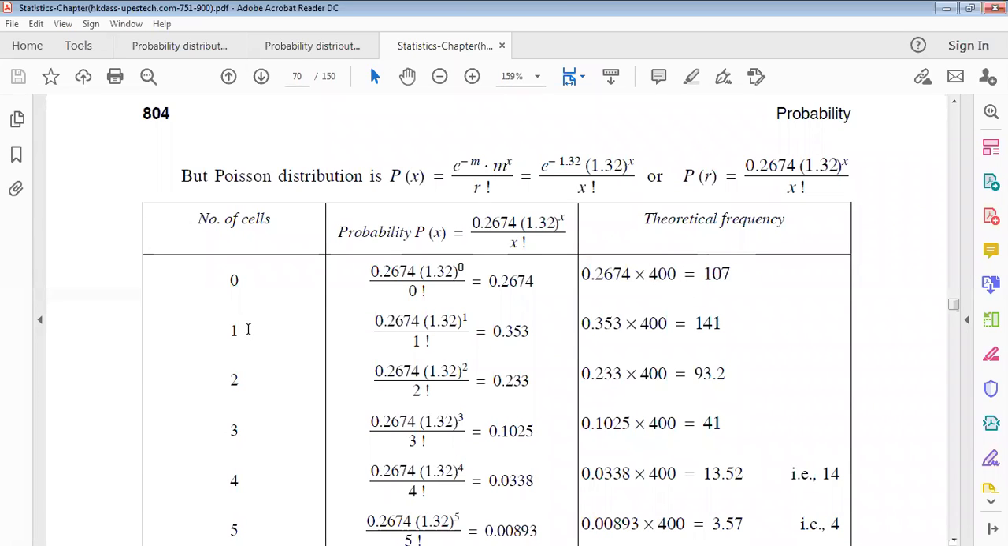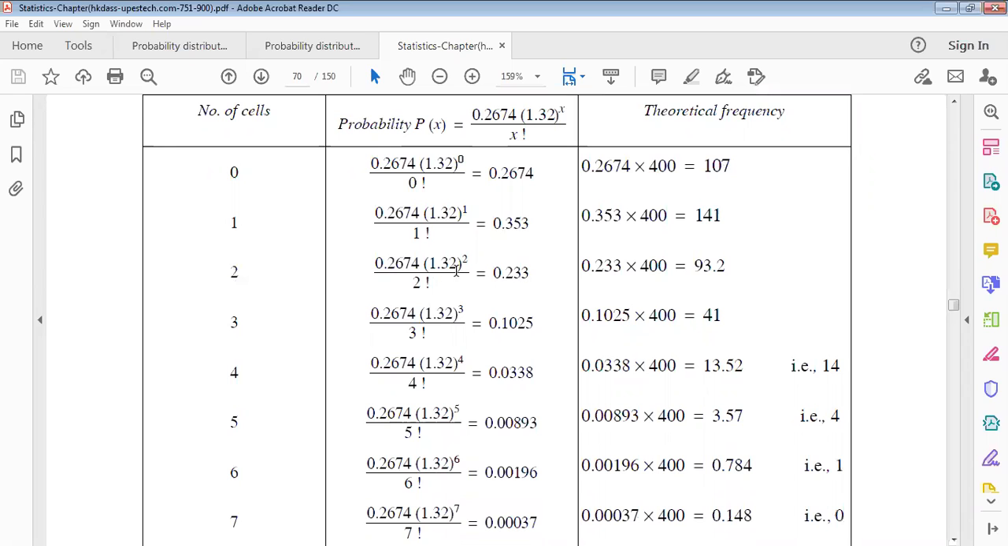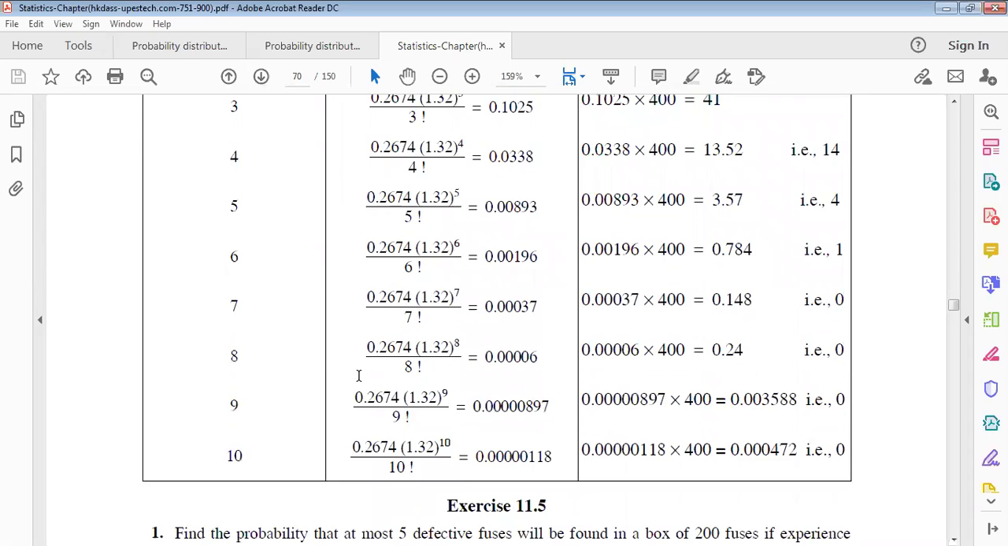Then if x equals 1, after multiplication this will give 141. Then x equals 2 will give this, and x equals 3, 4, 5 up to 10. When x equals 10, this gives a very, very negligible result. After multiplication with 400, this will be 0, very negligible, like 0.001, near to 0.